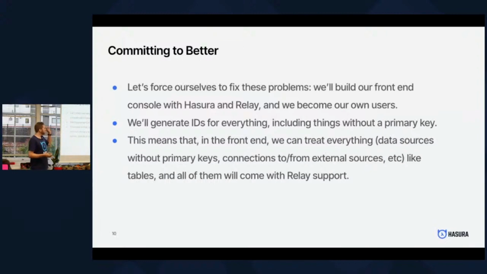We'll generate IDs for everything, including things without a primary key. The reason we only supported tables is because tables usually have a primary key, which makes it very easy to generate globally unique IDs. You just use the primary key. Lots of things don't, and it was just a bit too awkward for us to put in V2, but in V3 we've started with it as a foundation. Everything has to have a way to be hashed such that it can be identified.